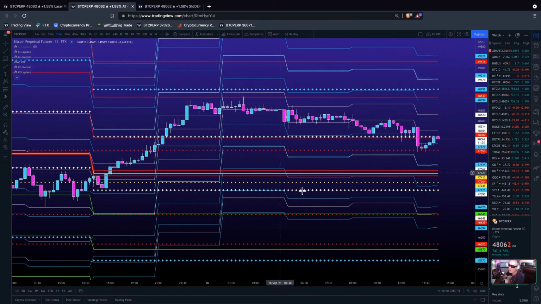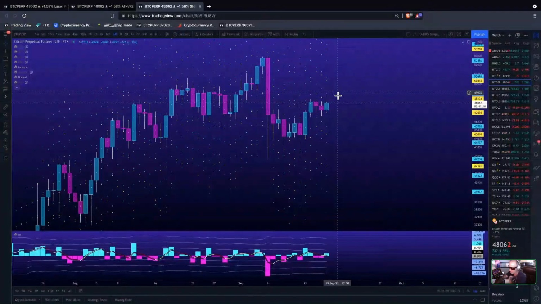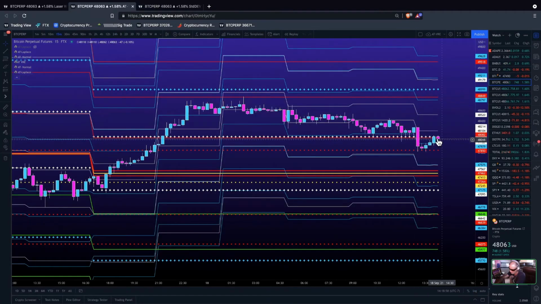So let's go back over here. That blue dot is the first standard deviation, normal distribution, to the top side. So where is price right now? Yellow dot right there. That's the 68.3% range, right where you see this 15-minute candle. To the top side, Laplace distribution. Boom, boom, boom.